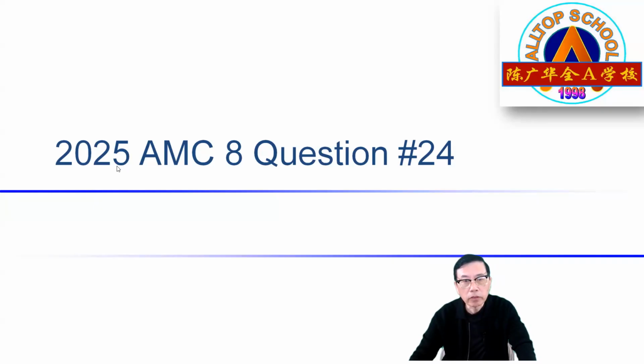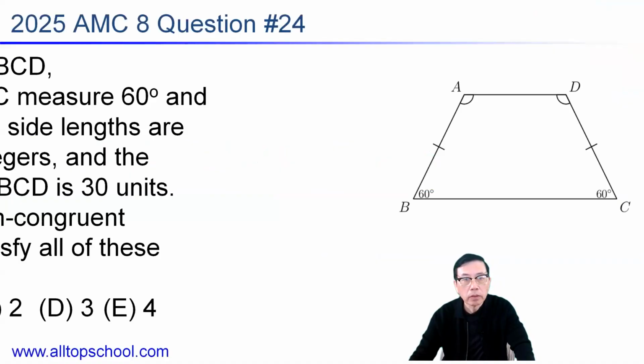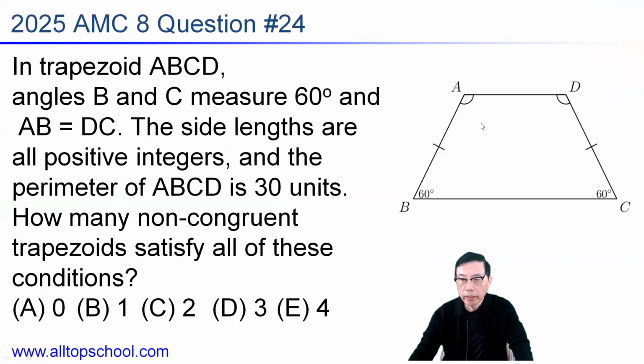We're going to go over this 2025 AMC 8 for the second last question, question number 24. Let's read the question. In trapezoid ABCD, angles B and C measure 60 degrees, and the two legs are equal, AB equal to DC. The side lengths are all positive integers, and the perimeter of ABCD is 30 units. How many non-congruent trapezoids satisfy all of these conditions, from 0 to 4?